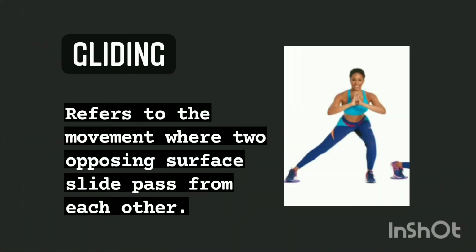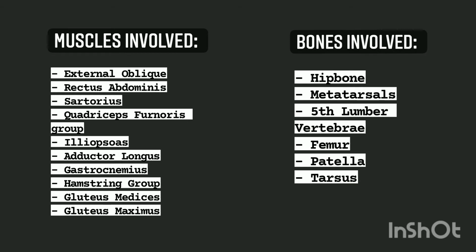Gliding. Gliding refers to the movement where two opposing surfaces slide past each other. Here are the muscles and bones involved in gliding. The proper execution of gliding.